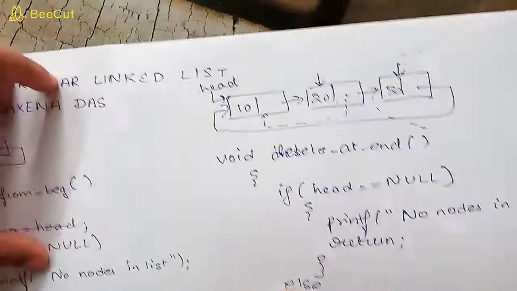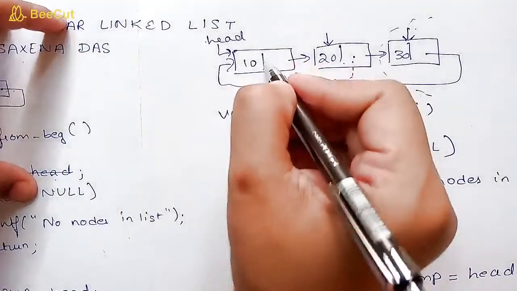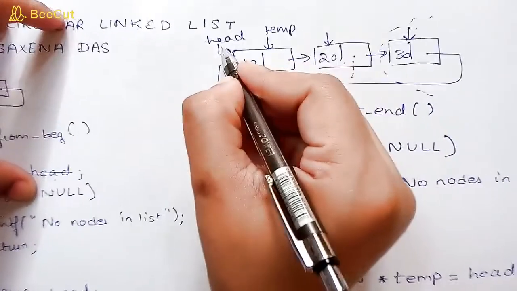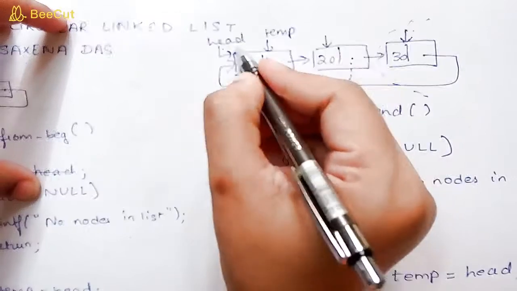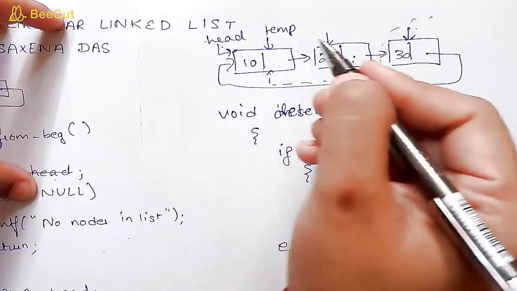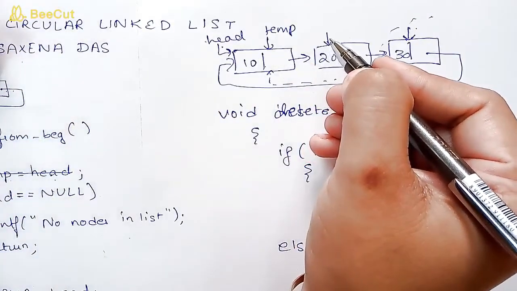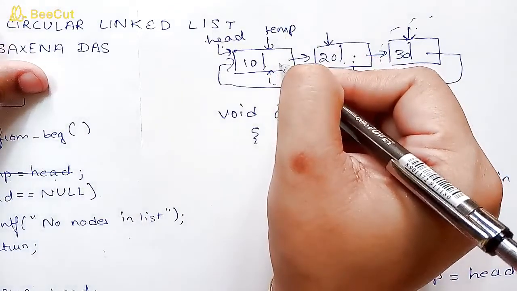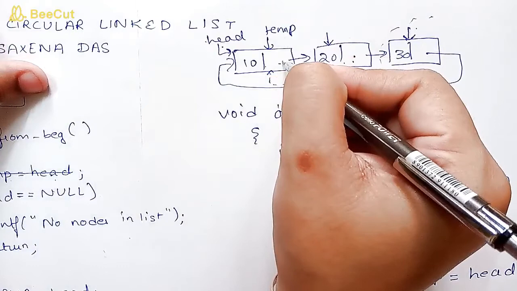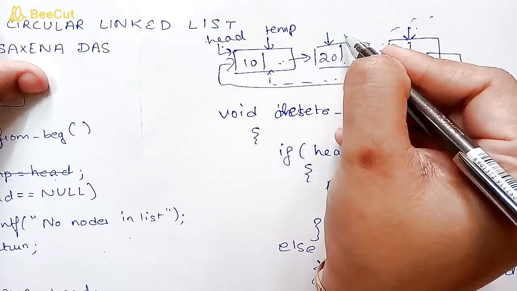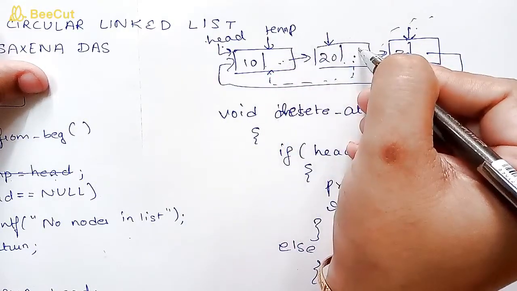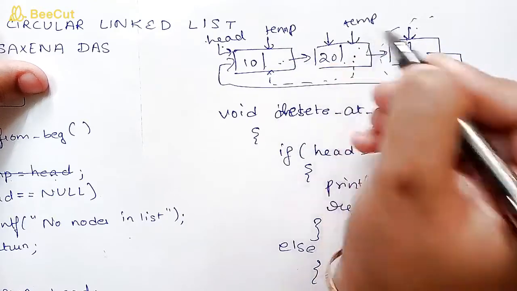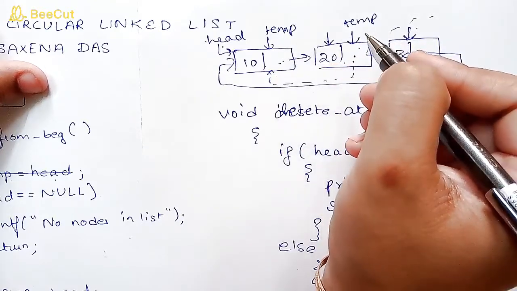Now see what I'm doing. Here you can see that I have taken one pointer temp which is equal to the head. That means it is pointing to the same node to which head is pointing. I have taken one more pointer p. I have not initialized it. Now I'm checking whether temp next equals head or not. Now temp next is not head over here. So temp equals to temp next. Temp next means this node. So now temp is pointing to this node, and p equals to temp.